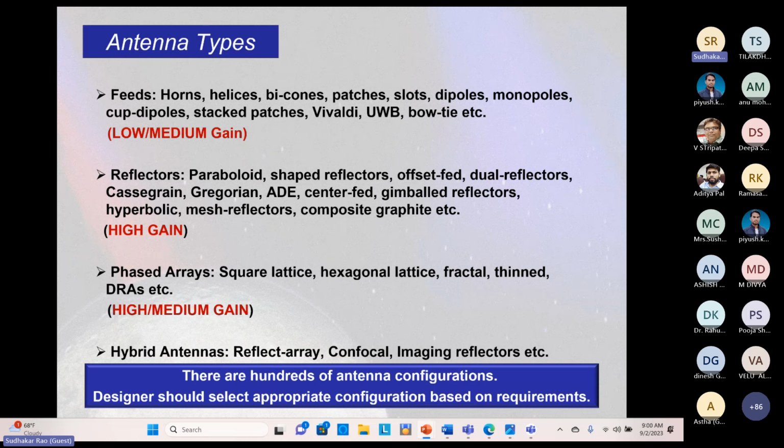Typically, to withstand the temperature, most of the reflectors are made of graphite, composite graphite, because it's thermally stable. And these are used for high gain or super high gain applications. You need very high gain for military applications. So that's why I call it super gain, maybe 60 dB or even more.